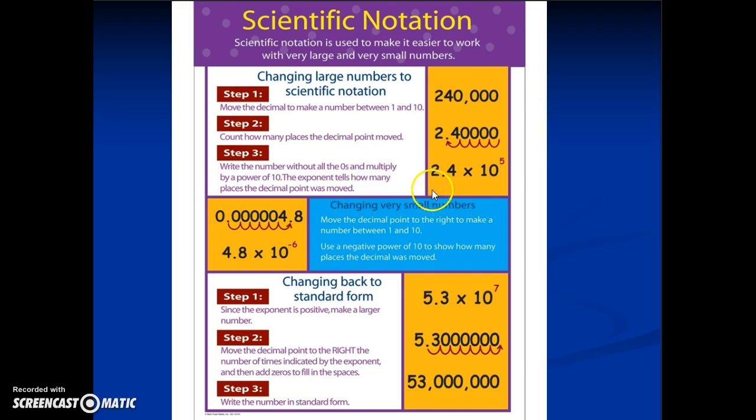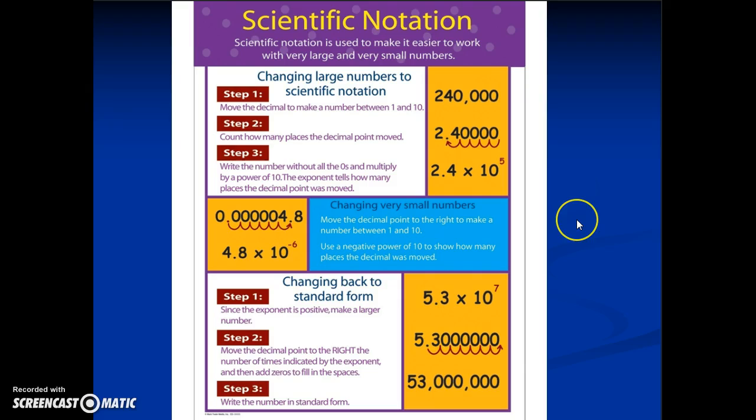The last step is to write the number without all the zeros, because it turns out they're not significant, which is a topic we'll discuss later. So we wind up with 2.4, the multiplication symbol, the base of 10, and then because we moved the decimal 5 places, the exponent is positive 5.